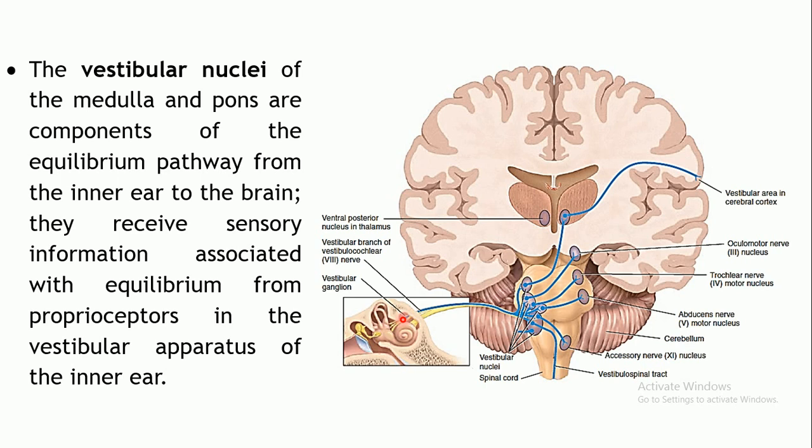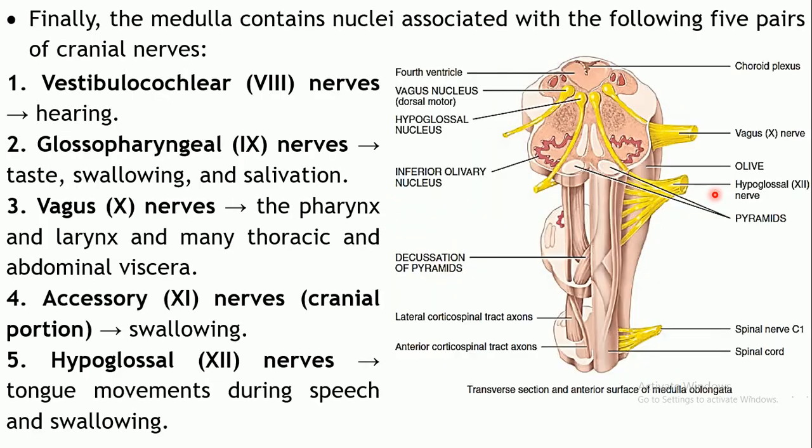So if the equilibrium is lost, say for example you are traveling in a car or you are riding a roller coaster, what happens? Your body equilibrium is disturbed. So that is conveyed via these vestibular nuclei towards the higher centers, that is the thalamus and the vestibular area in the cerebral cortex.